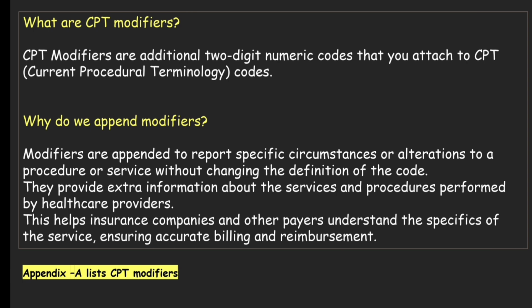This helps insurance companies and other payers understand the specifics of the service, ensuring accurate billing and reimbursement. So, appending modifiers is very important for the payers to understand specifics of the service so that it ensures accurate billing and reimbursement. So where do we find the list of CPT modifiers? In your CPT manual, Appendix A.